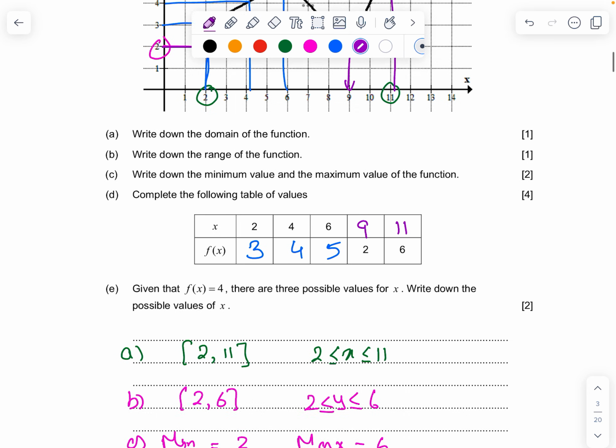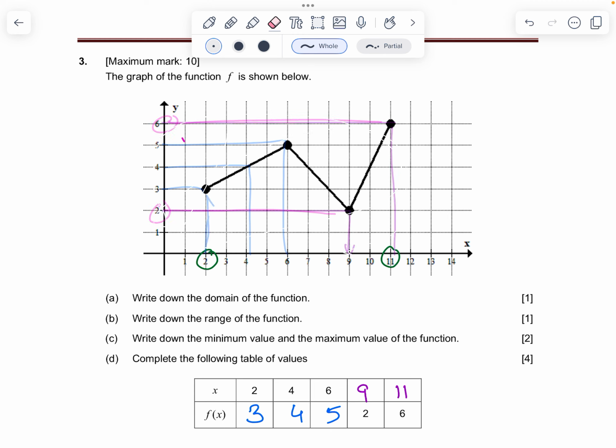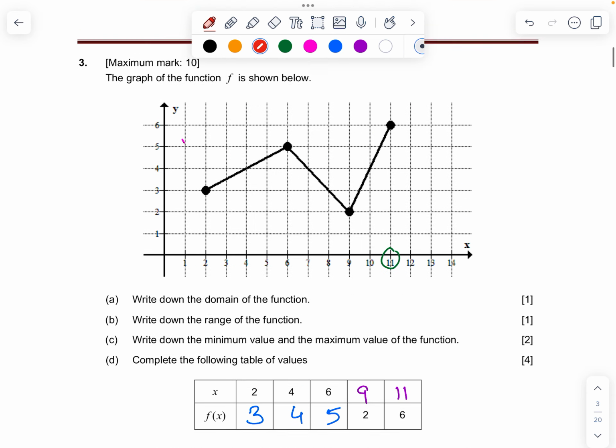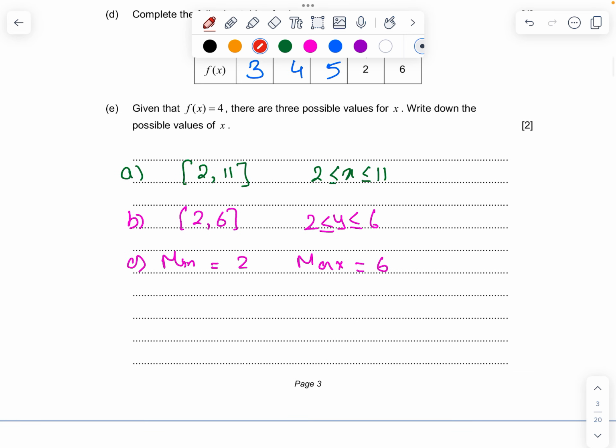F of x equals 4. Find the three possible values of x. So let us first erase all this. F of x equals 4. So from 4, draw the line. See where they are intersecting the graph. They are intersecting at 3 points, 4, 7 and 10. So the answer for E will be 4, 7, 10.